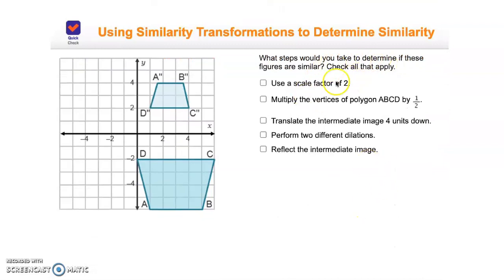So which steps would you make to determine these figures are similar? Now notice this is A double prime, B double prime, and so forth. That means we're going to have multiple transformations. In this case, I can see that DC is my longest and D prime C prime is my longest, and it's on the top of my pre-image, but in my image, or my transformed one, it's not. So I can tell right away that there is some kind of a reflection that took place. So I know that there's a reflection somewhere.